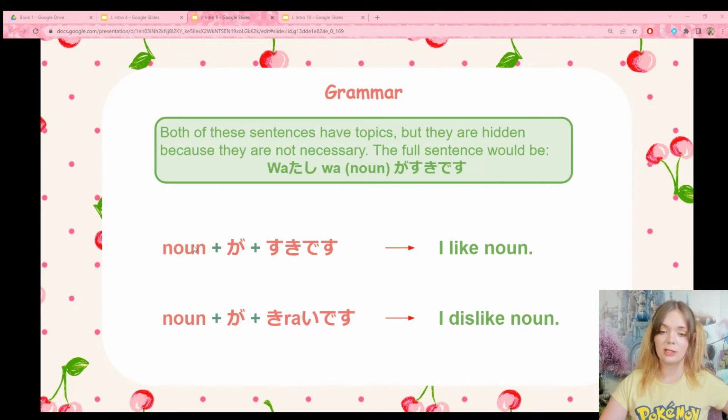This is our sentence formula here. You use your noun or even a verb. You can put a verb here. And then ga followed by suki desu or kirai desu. Note that both of these sentences do have topics, but they are hidden because they are not necessary in the sentence. The context is pretty obvious, but if you wanted to say the entire sentence, it would be watashi wa ringo ga suki desu, right? I am the topic. I like apples. The thing that I like is apples, right? But it's not necessary. We don't have to put the word I in there.